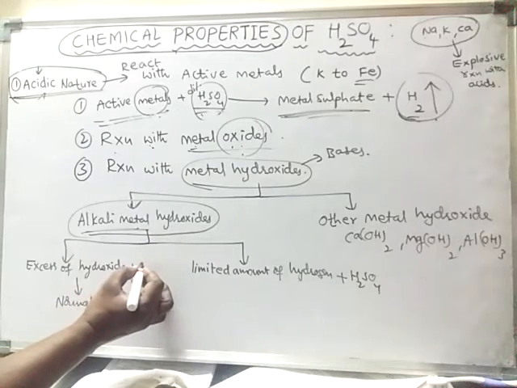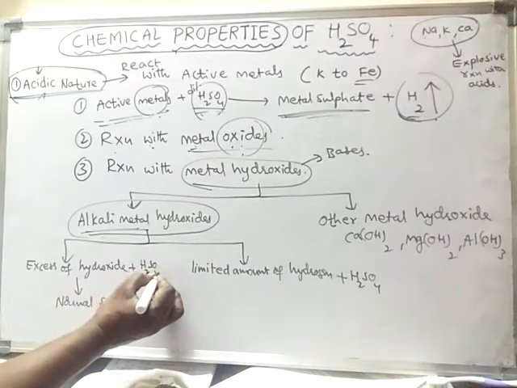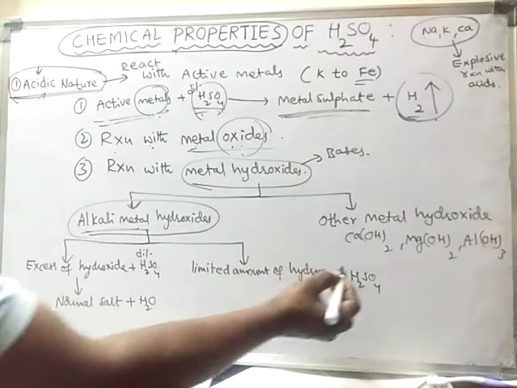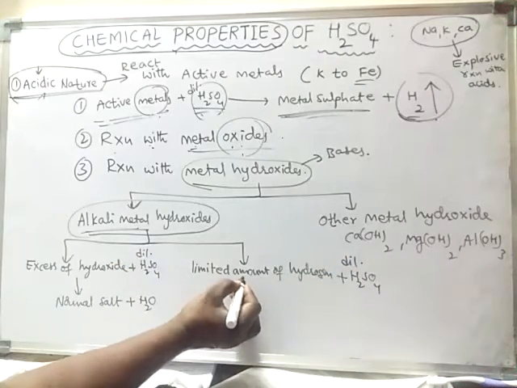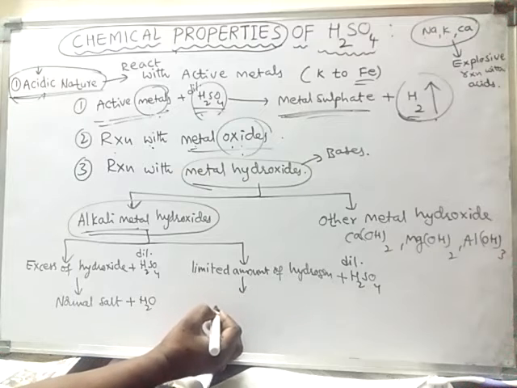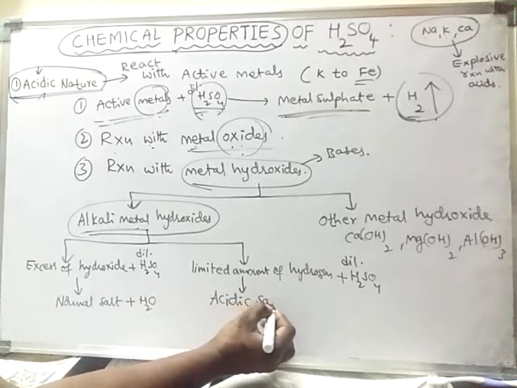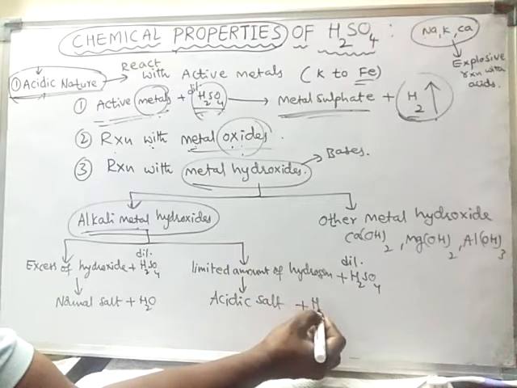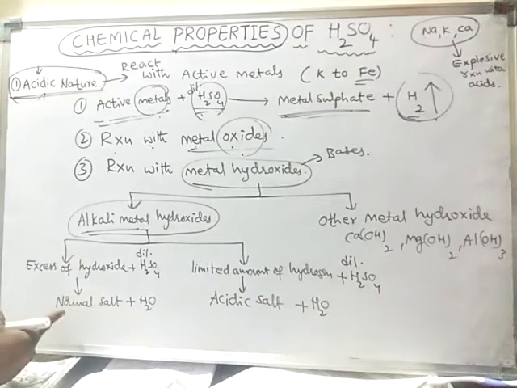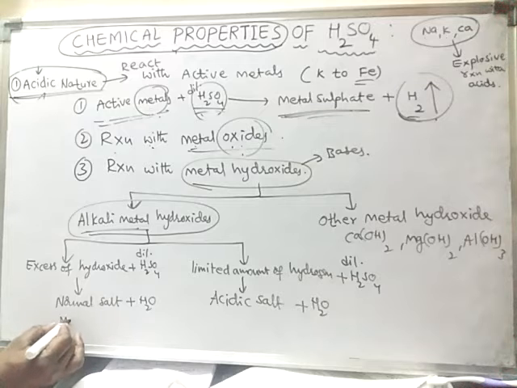So here we are discussing sulfuric acid. Dilute sulfuric acid, so what does it form? It forms acidic salt, not normal salt. It forms acidic salt along with the formation of water. So here, normal salt means metal sulfates.